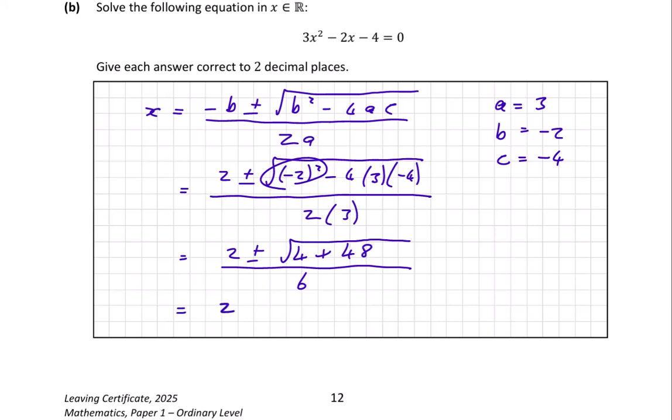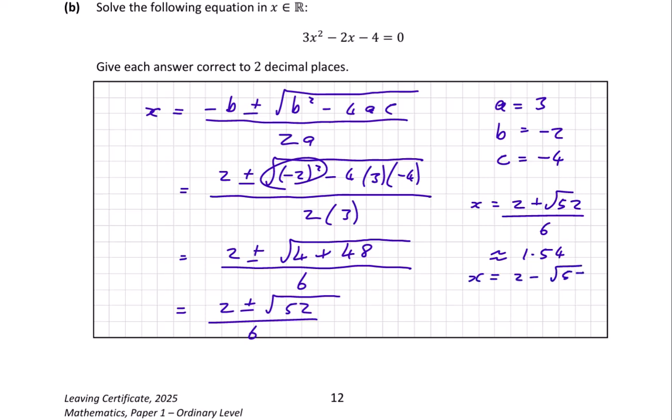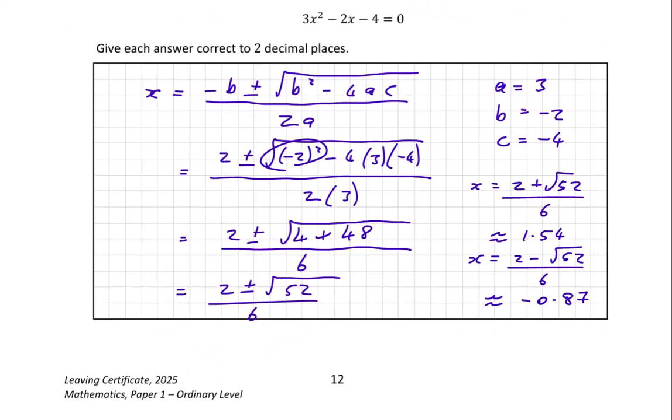So my two answers are 2 plus and minus the square root of 52 over 6. So that just means that x is equal to 2 plus the square root of 52 over 6, which we have to give to 2 decimal places. If you can just do that on your calculators, you'll get 1.54 to 2 decimal places. And x is equal to 2 minus the square root of 52 over 6. Again, on your calculator to 2 decimal places, that'll give you minus 0.87. Okay, so next question then.